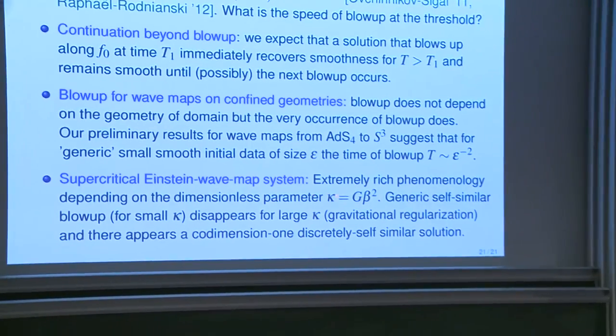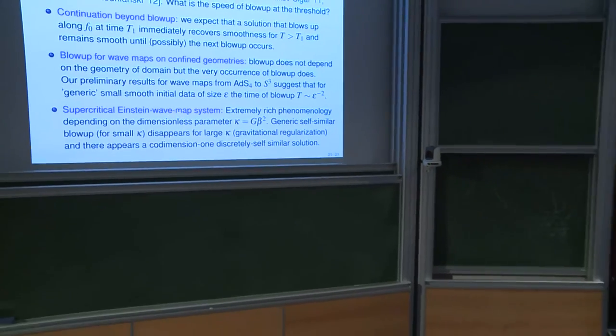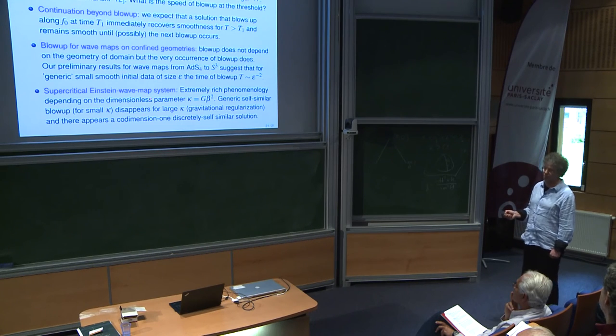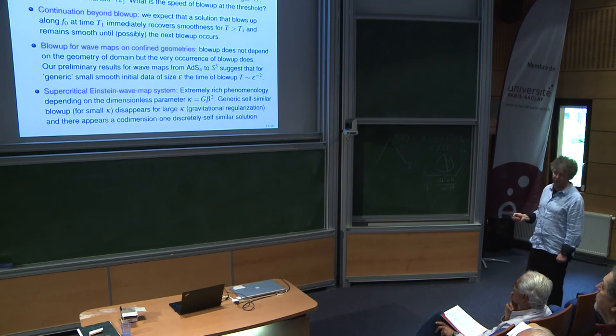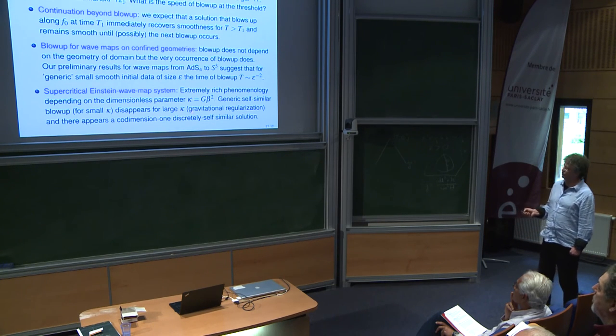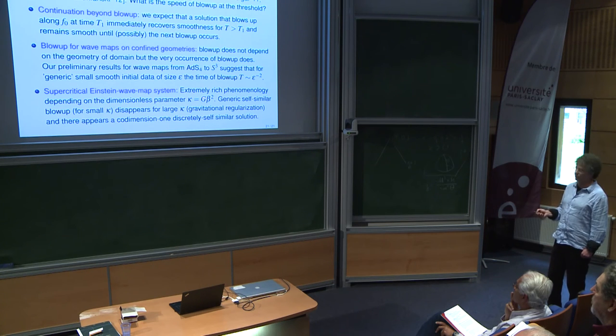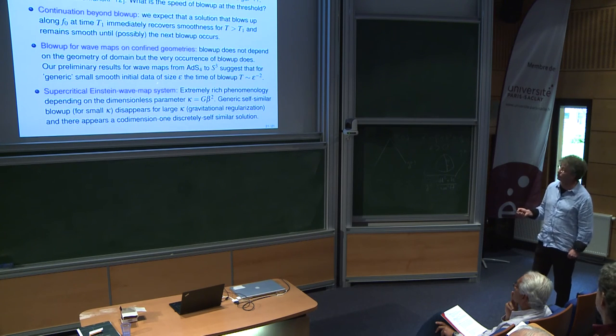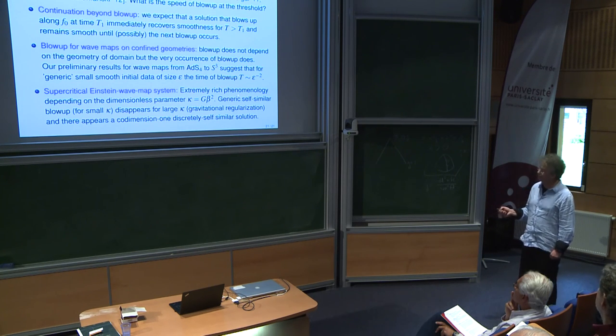This is not a counterexample to cosmic censorship because wave maps have singularities already without gravity. So gravity is not expected to help, but actually it does if the coupling constant is large enough. And what's even more interesting, for sufficiently large coupling constant, we lose self-similar solutions, but we gain so-called discretely self-similar solutions, which only recently have been studied, I think by Terence Tao, for systems without gravity. Okay, thank you.